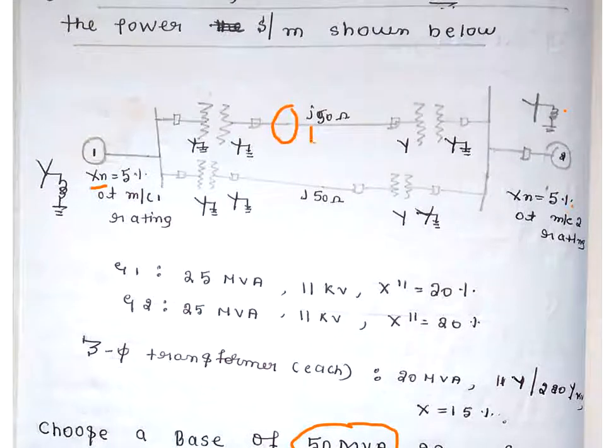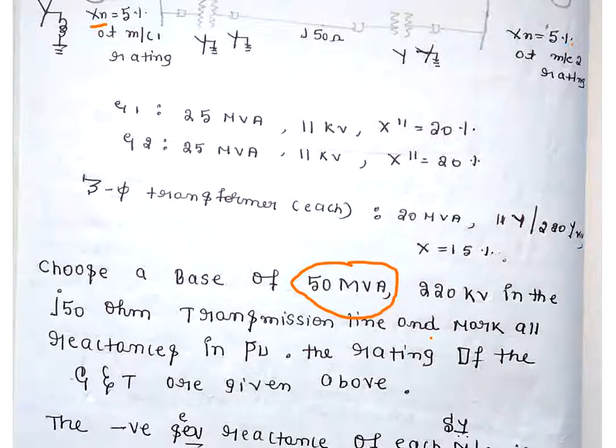So this base value is 50 MVA. This is a new base value for the whole system. So 50 MVA has been given, and 220 kV in the line, and the j50 ohm transmission line. Mark all the reactances in PU. The ratings of the generator and transformers are given above.